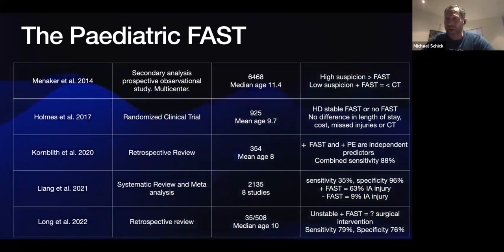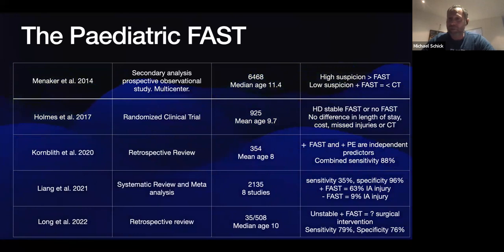the clinician thought that it was a high likelihood that the patient had significant abdominal trauma, they would do a lot of FAST exams to try to prove that there was some significant injury. Whereas if they felt that the patient did not have significant injury, very low likelihood, they would use the FAST exam to try to avoid doing a CT scan. And that can be problematic when your FAST exam has a low sensitivity, as it does in pediatric patients.